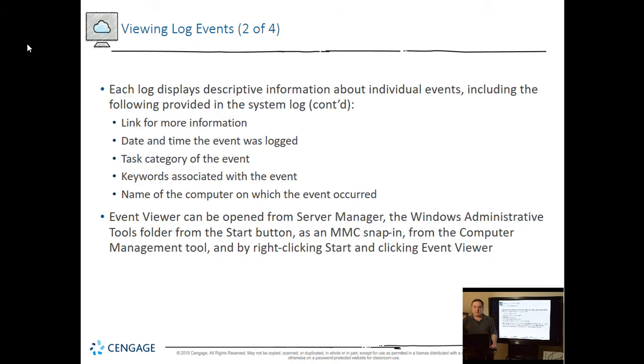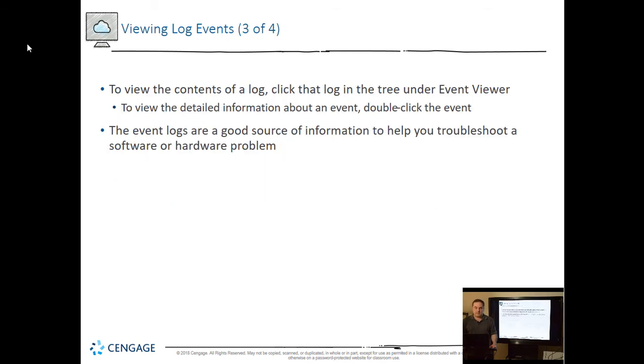Each log displays descriptive information about individual events, and pretty much the events that you'll see in there are going to be searchable online. Sometimes the events are too general to be very useful. Other times they are right on the money, and you can use that to fix your problem. To view the contents of a log, in case you have to download the log, you can click the log in the tree under Event Viewer, and so basically you can copy the log off to a working computer, and then you can open up the logs on there in case the event viewer is not working properly.